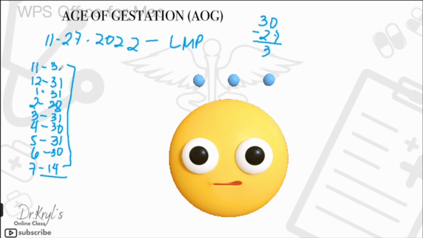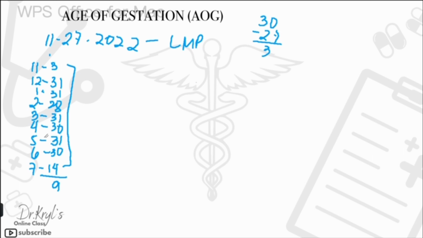Okay? So, 3, 4, 5, 6, 7, 8, 9, 10, 11, 19. Okay? So, 1, 2, 3, 4, 5, 6, 7, 8, 9, 10, 11, 12, 13, 14, 15, 16, 17, 18, 19, 20, 21, 22. So, we have 229 days. Okay, so we got 229 days. So, how to compute the weeks of gestation?